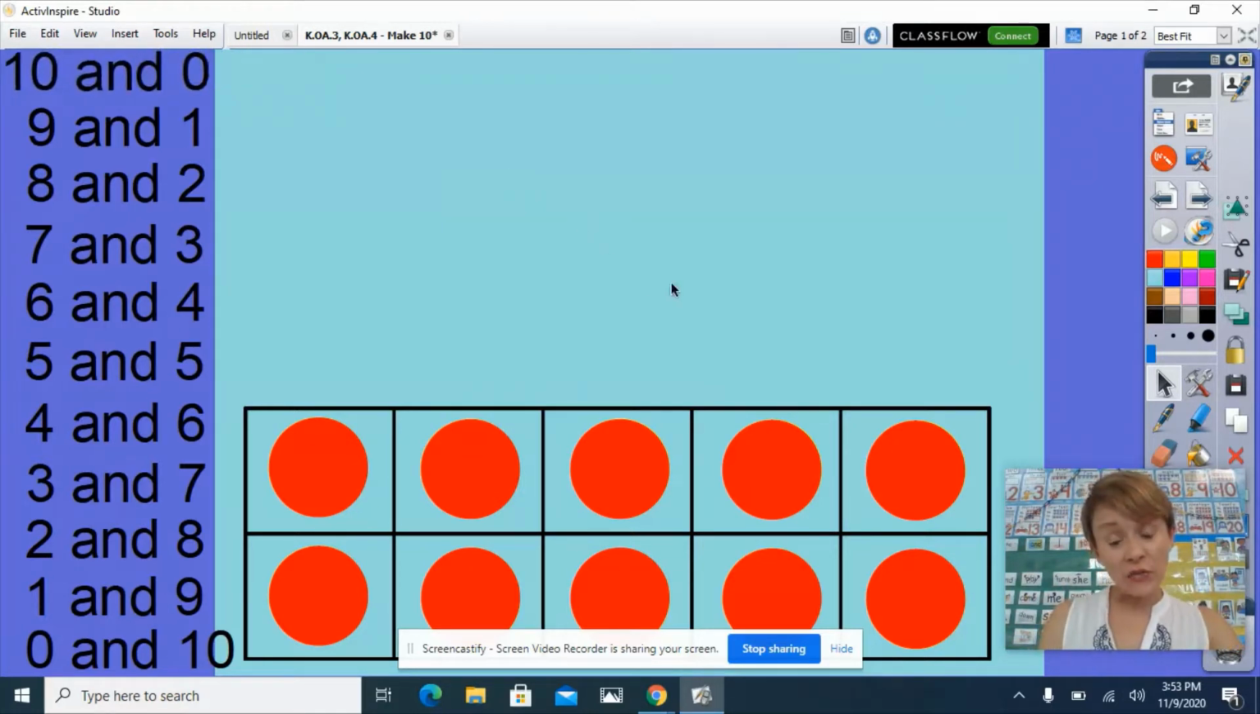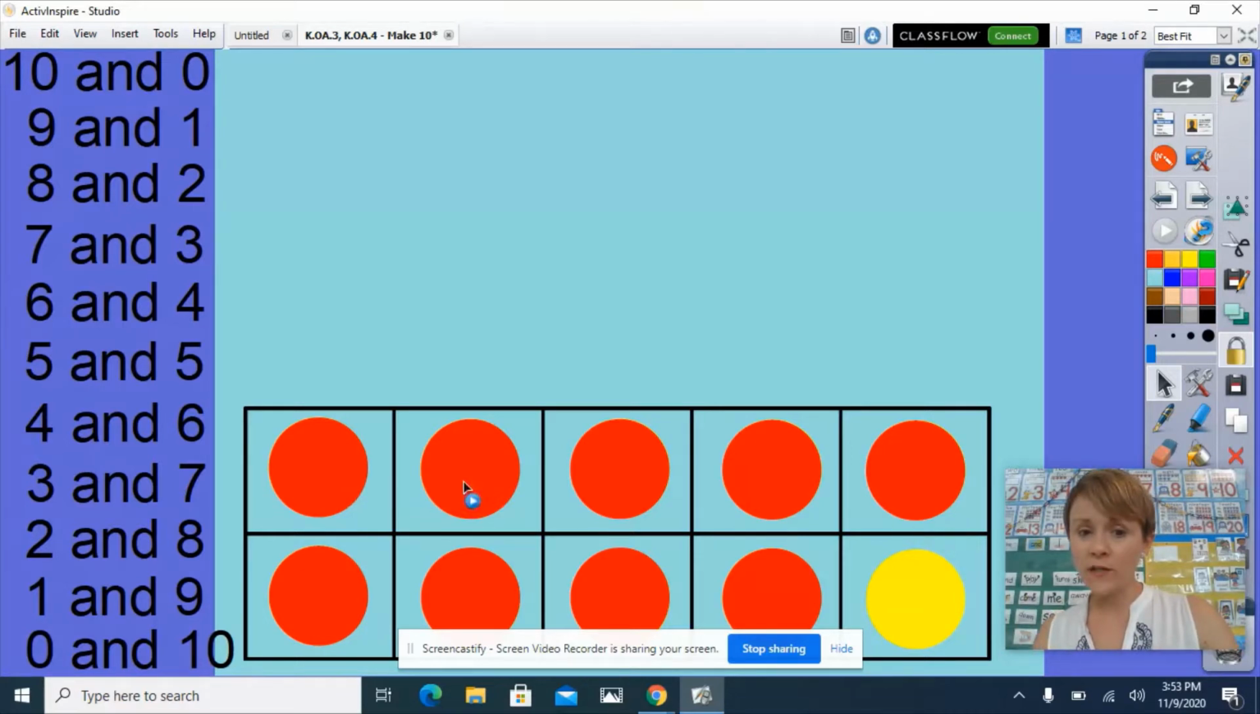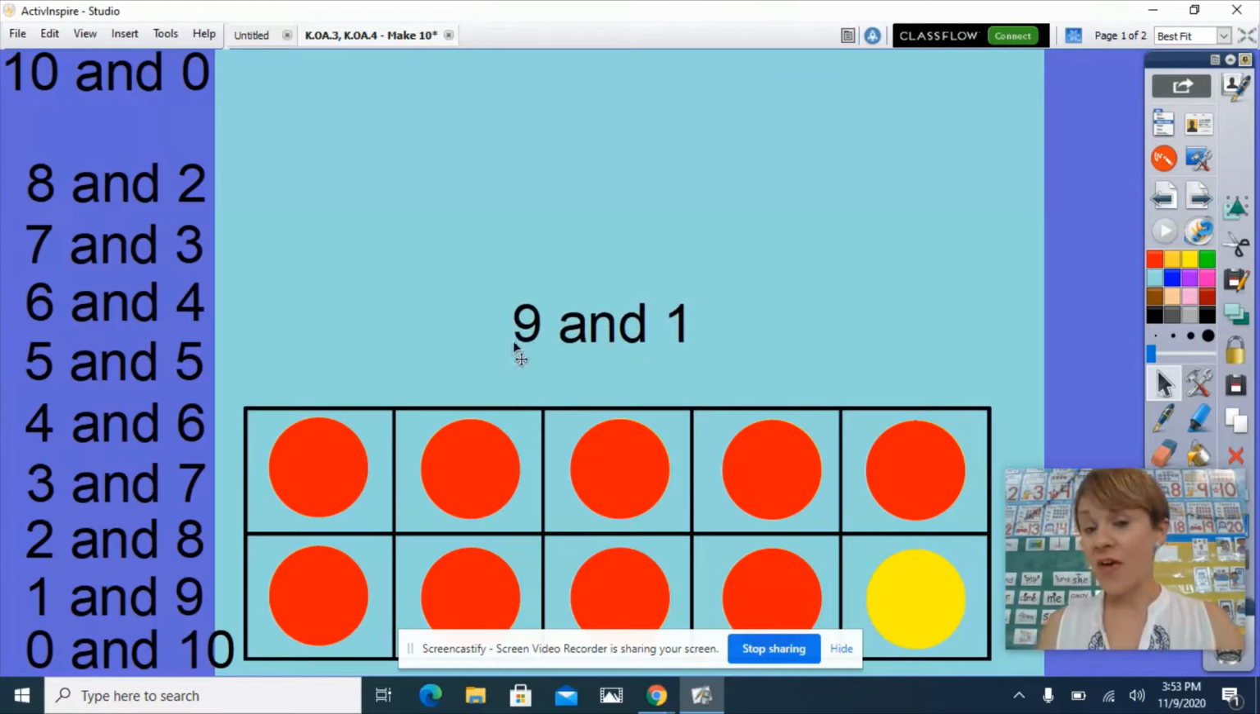So what I can do is turn one of my double-sided chips over to show the yellow color. I didn't take it off the frame, and I didn't add any more chips, so it's still a group of 10. But 1, 2, 3, 4, 5, 6, 7, 8, 9 of them are red, and 1 is yellow. So that means that 9 and 1 makes 10. I can keep flipping over one chip at a time to make 10 in different ways.